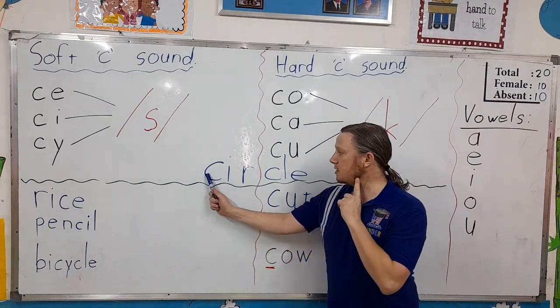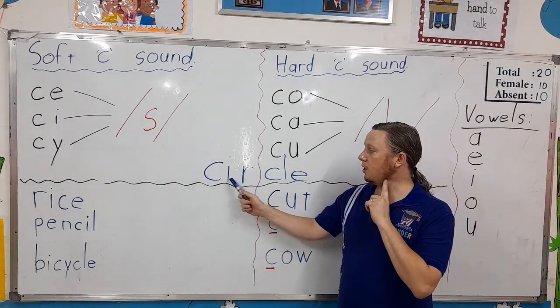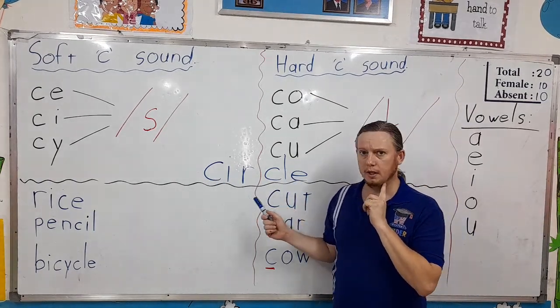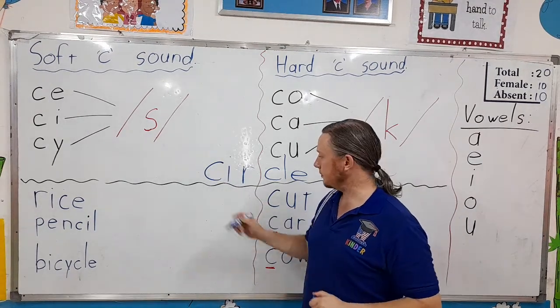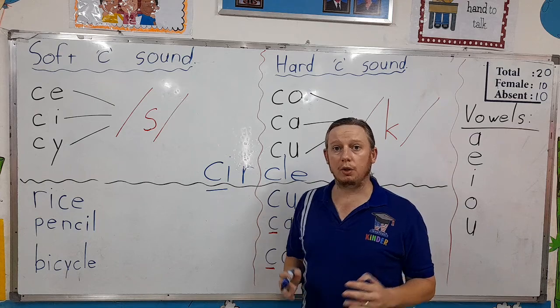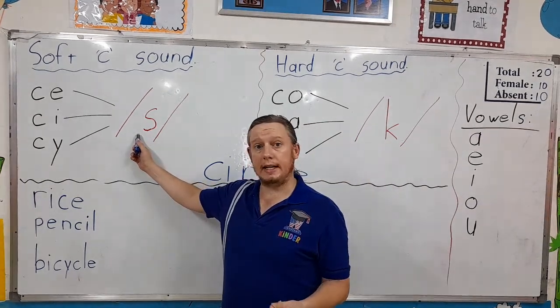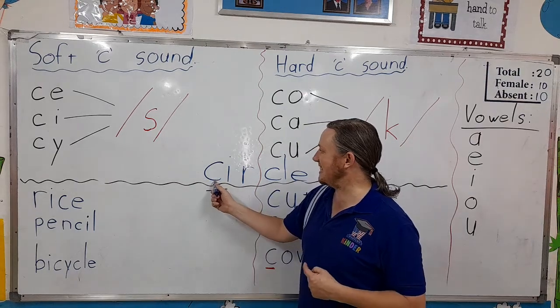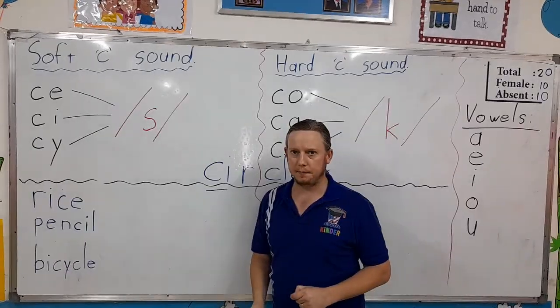Listen again. Circle. Circle. That's because when we see the letters C-I together, that makes what we call the soft C sound. And that actually sounds like the letter S. Circle. Snake. It's the same sound.